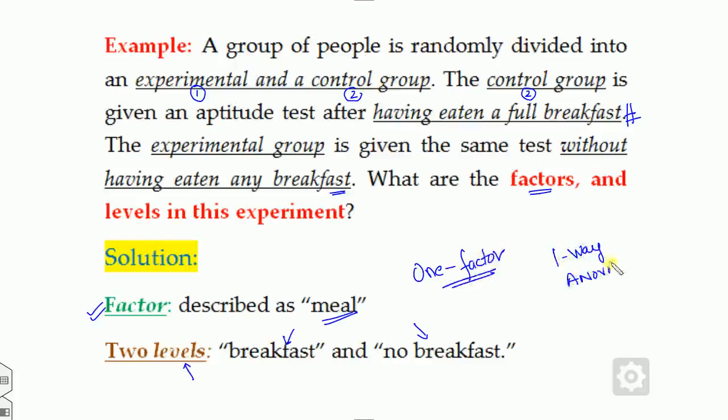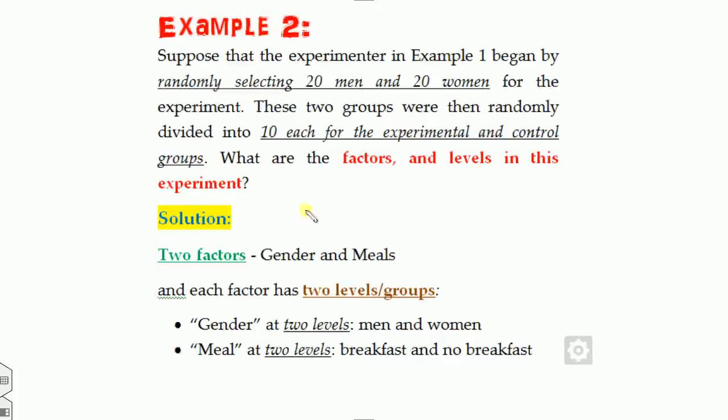On the other hand, consider one more example, compared to the previous one. If I select a group of people with 20 men and 20 women, and they do the same task as in example one, how many factors are there? One is gender, either male or female, and the second is the meal. Now since there are two factors, we call this a two-way ANOVA. Similarly, if we have three factors, we call it a three-way ANOVA.